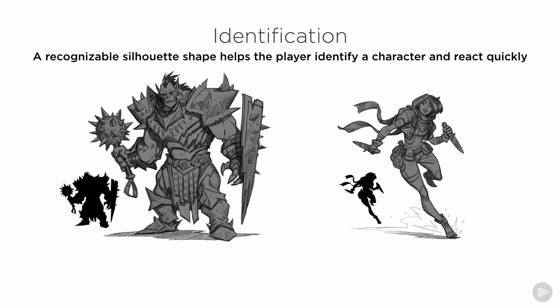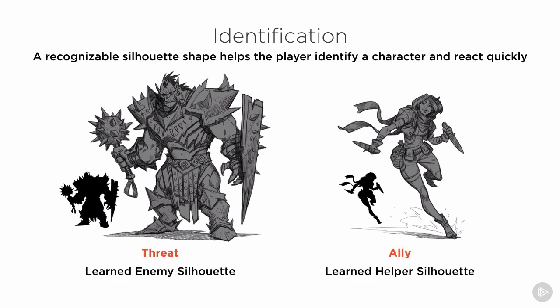Here are two very different character designs: our orc warrior from before, and a human rogue. Each of these character silhouettes is distinct, and represents a completely different character type, each with its own unique abilities, strengths, and weaknesses. Being able to quickly differentiate and identify the two characters as an enemy threat or as a helpful ally may be the difference between victory and defeat.